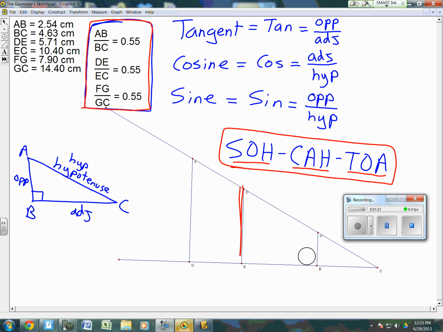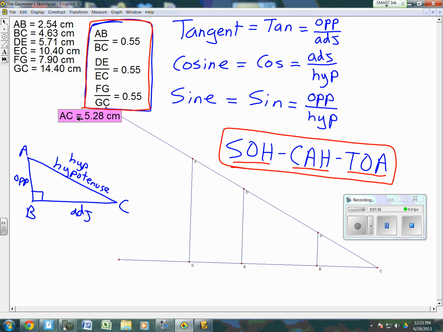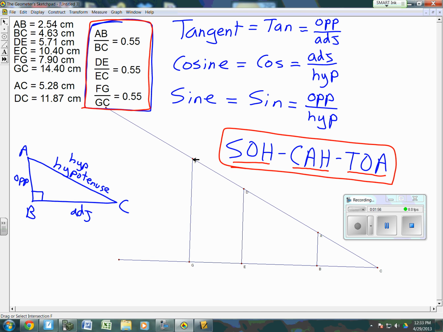Okay, I'm going to erase this. I'm going to go over to my computer. BC over AC. That would be correct. So what I need to do, first of all, is find the distance from A to C, and I'm going to put that right over here. I also need to find the distance from D to C. And I need to find the distance from F to C.